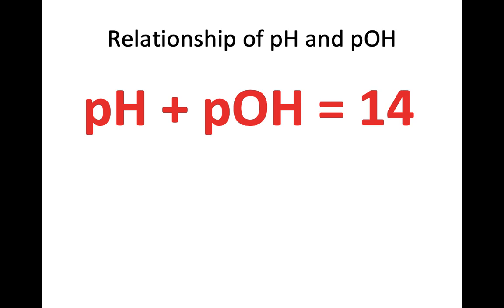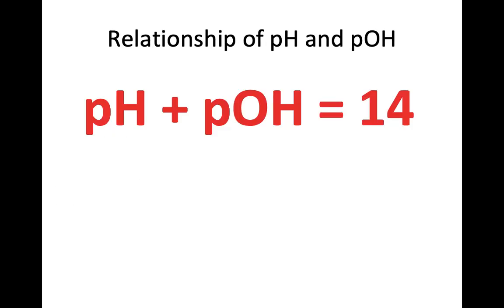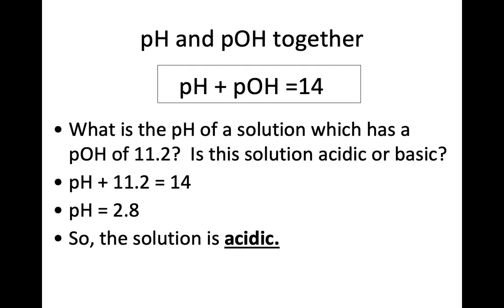pH plus pOH will always equal 14. Okay, so if you have something that's neutral, a pH of 7, and the pOH is 7, 7 and 7 equals 14. Ta-da! Is that hard? No. Okay, so that's all you need to do. So if you had to figure out what the pOH or the pH is, all you need to do is add them, and they equal 14.